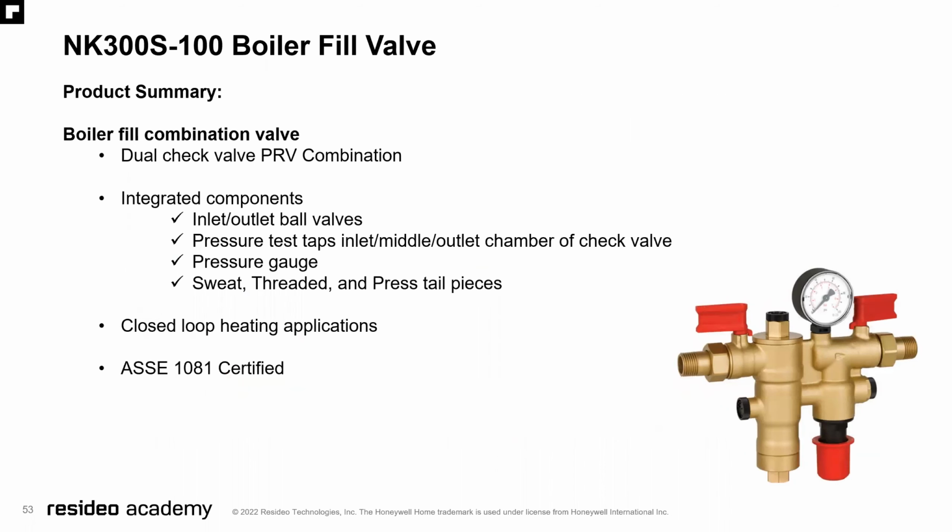Additionally, we have the NK300S boiler fill valve. Boiler fill combination valve. It's a dual check valve PRV combination. Integrated components: an inlet and outlet ball valve. Pressure test taps for inlet, middle, and outlet chamber of the check valves. Comes with a pressure gauge. It's available in sweat, threaded, and press tail pieces. Again, for closed loop heating applications, and is ASSE 1081 certified.